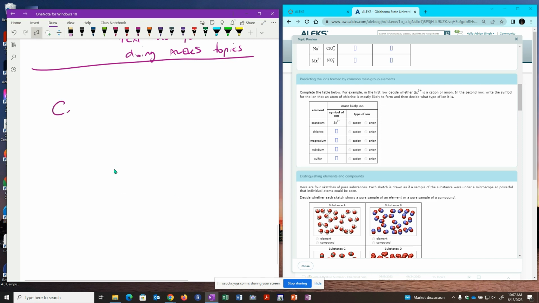So we'll do chlorine, Cl, and we'll do magnesium. Well, it doesn't give you the symbol, so let's write it out. So chlorine and magnesium. So the first thing you want to do is to locate these on the periodic table, because this will tell you whether these are going to form cations or anions generally.